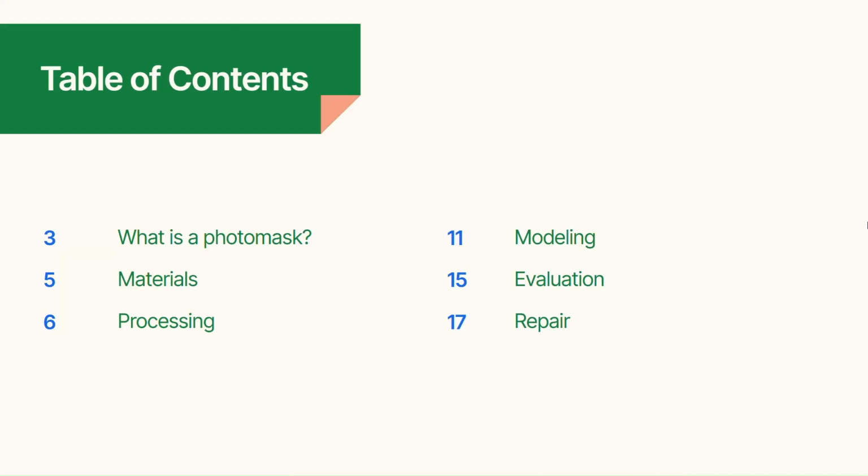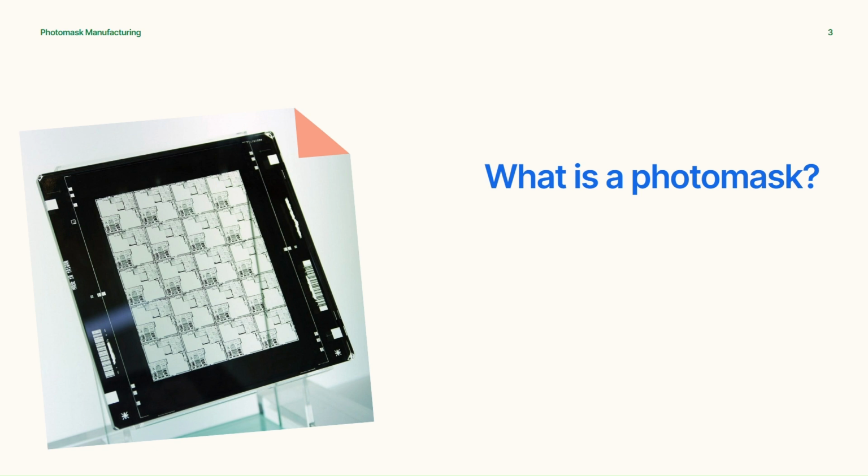I'll be talking today about what a photomask is and the three major types of photomask, the materials to make a basic photomask, the processing of one of the types of photomask, the modeling of one of those processes, the evaluation of defects in the photomask process, and the repair of said defects.